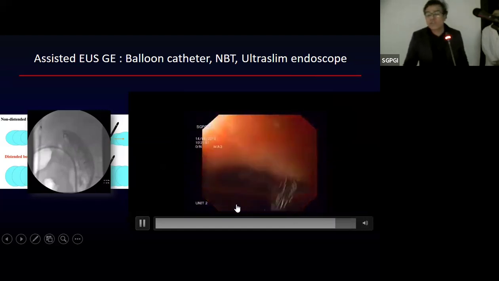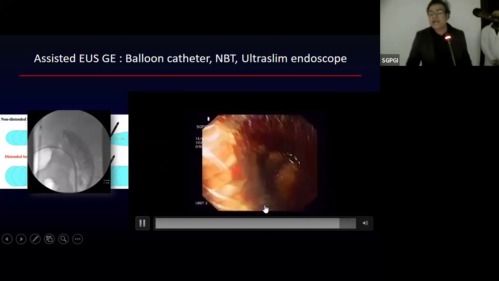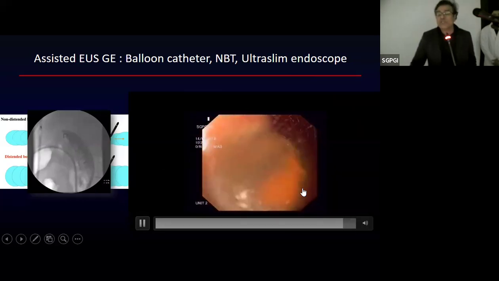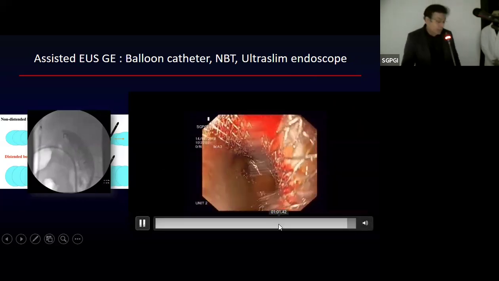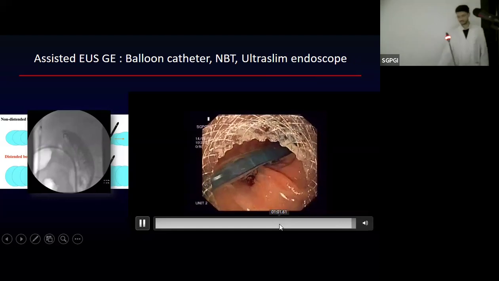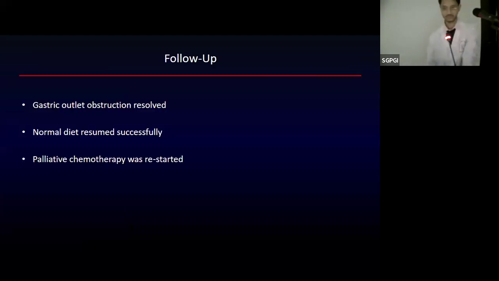So this is the whole procedure. So you don't need to dilate at the very time when you do the procedure. It usually opens up on its own. Now, during follow-up, the gastric outlet obstruction of this patient was eventually relieved, a normal diet was resumed, and palliative chemotherapy was restarted.